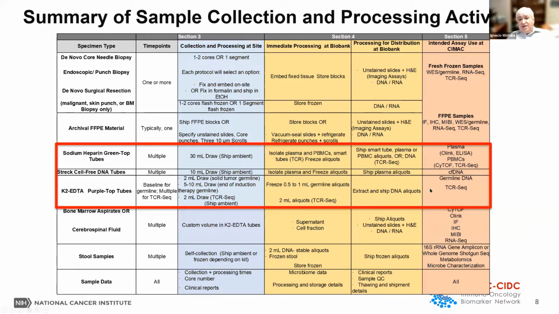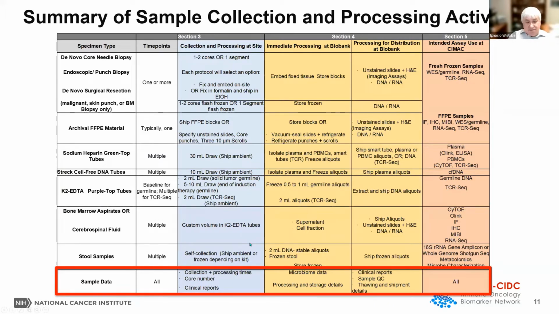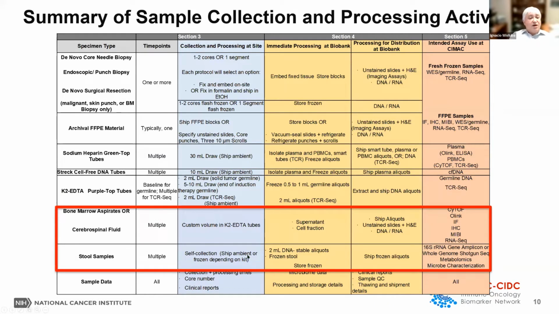So as you can see here, there are different conditions to be shipped, and most of these can be shipped using cold conditions. So the next one is the special collections. I'm not going to go into detail, but I would like to highlight the bone marrow, CSF, and stool specimens. And for stool specimens, we need to ship all these samples frozen.